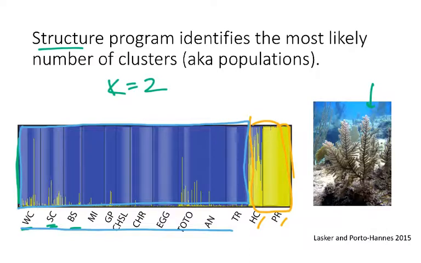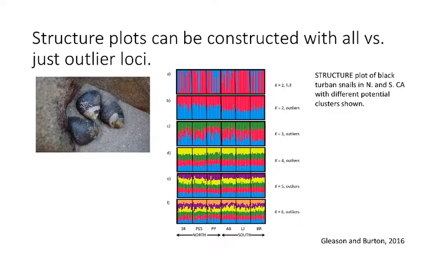Again, this differs from using prior conceptions of populations because we might have thought that each one of these different geographic sites is a separate population. But using this structure method, we're putting all of that data in and letting it tell us, and it turns out that there are really only 2 populations here, 2 different clusters. So that's an example of a really nice and clean structure plot.